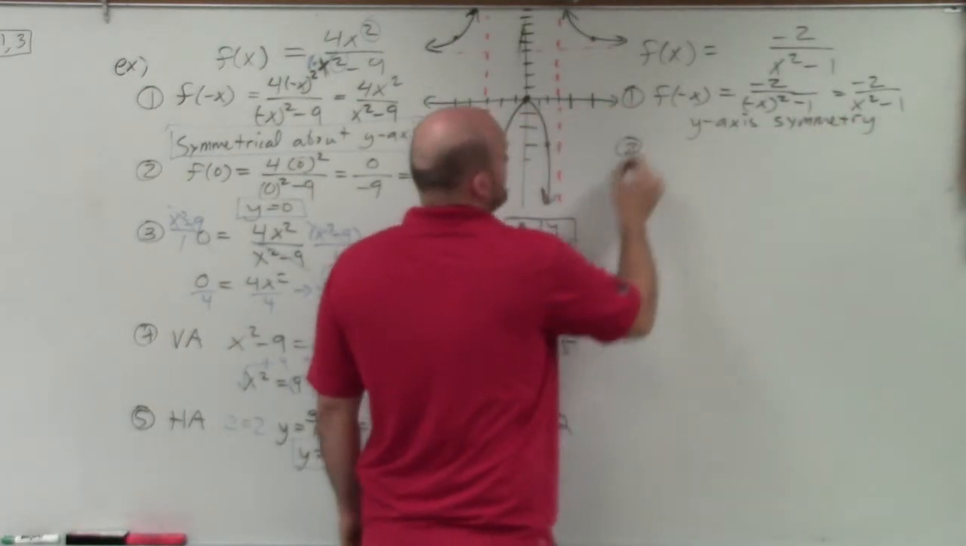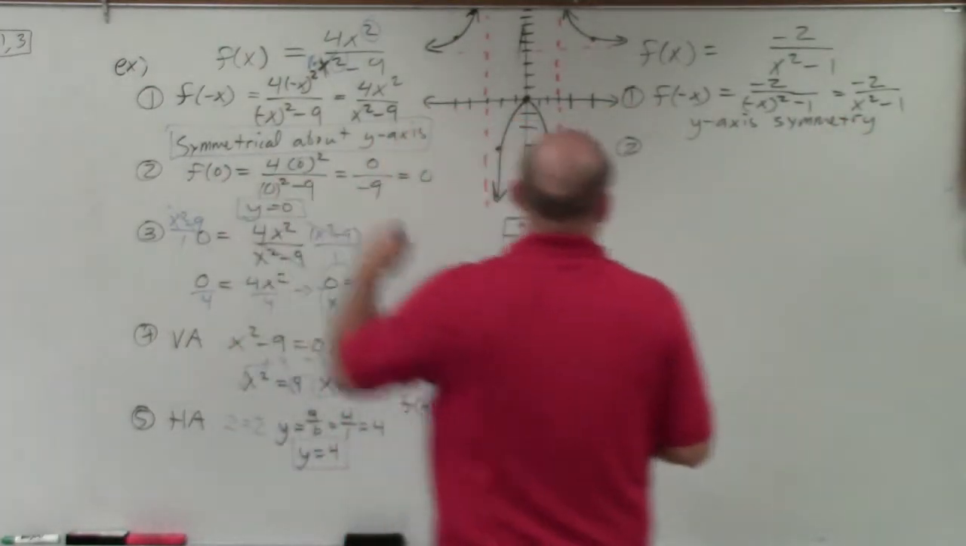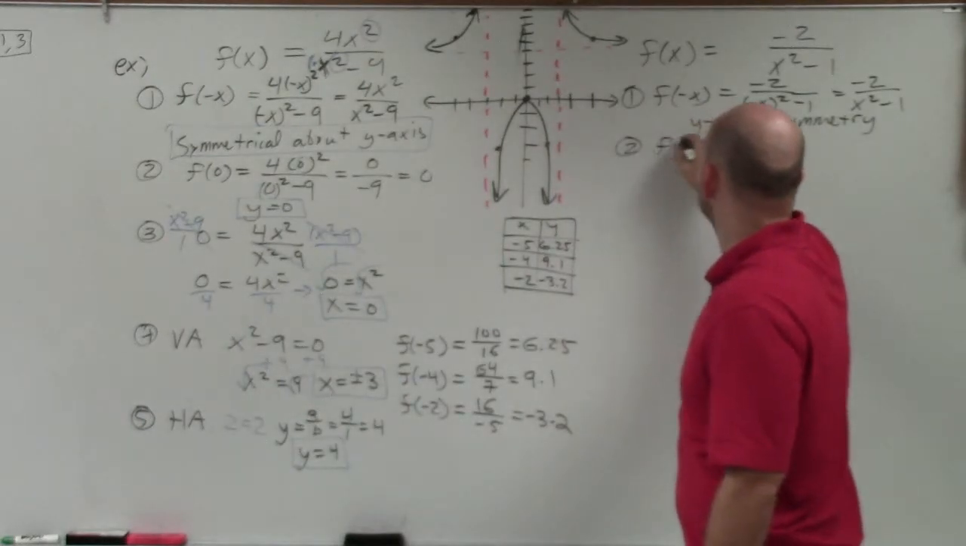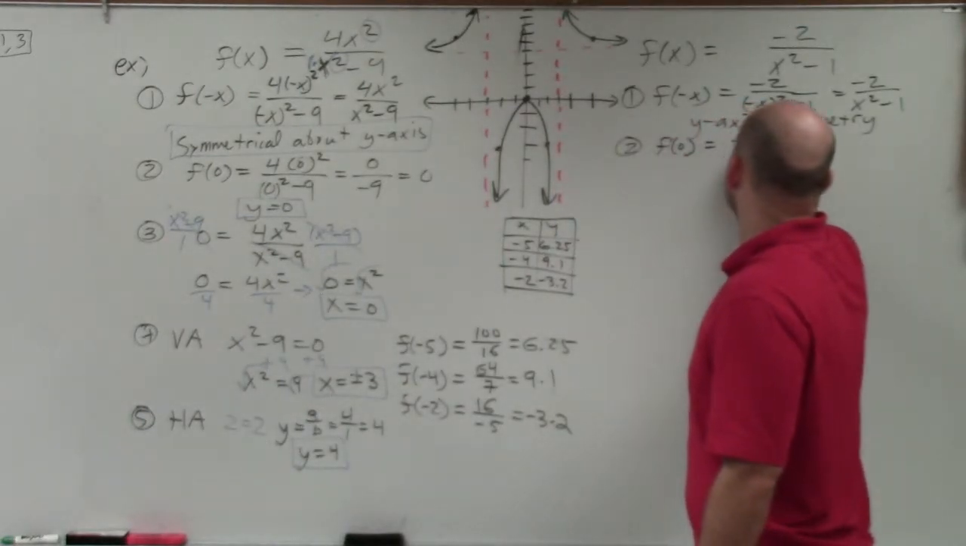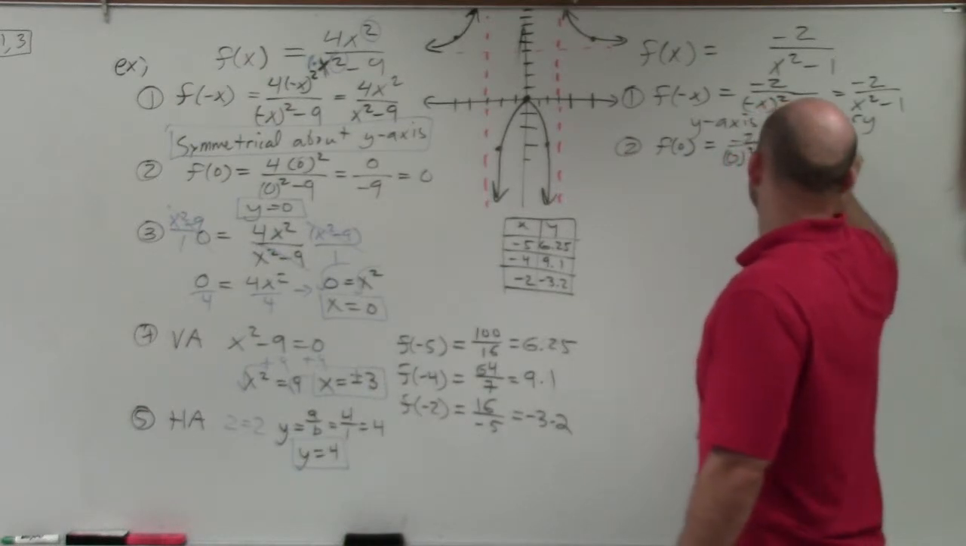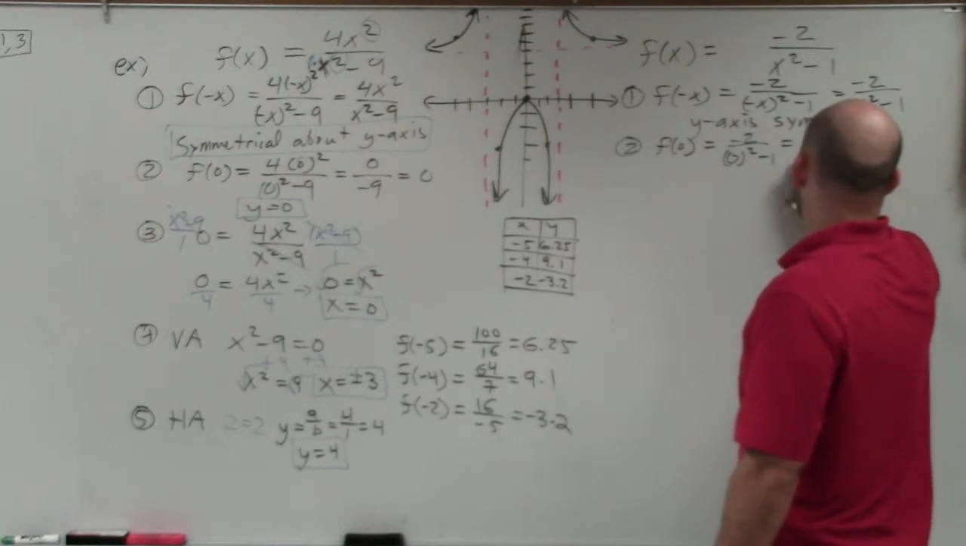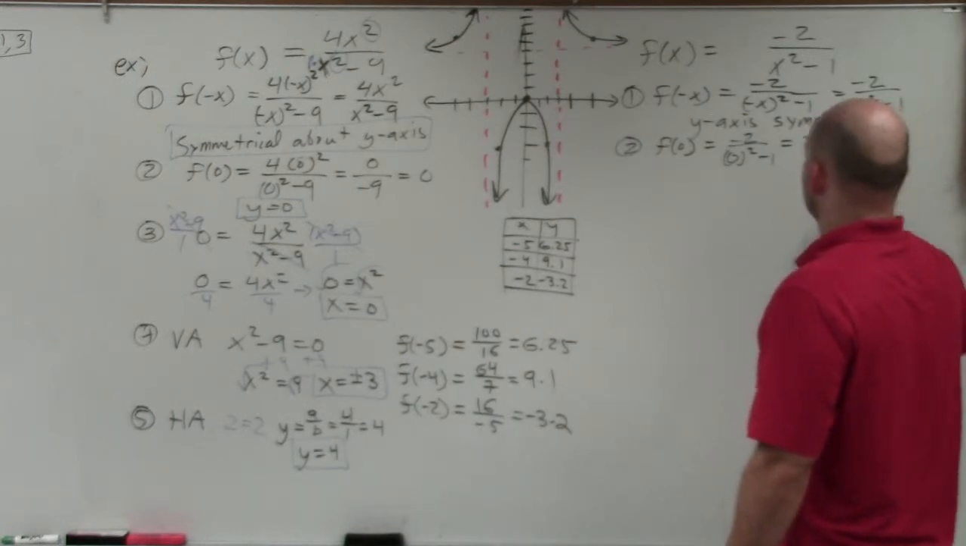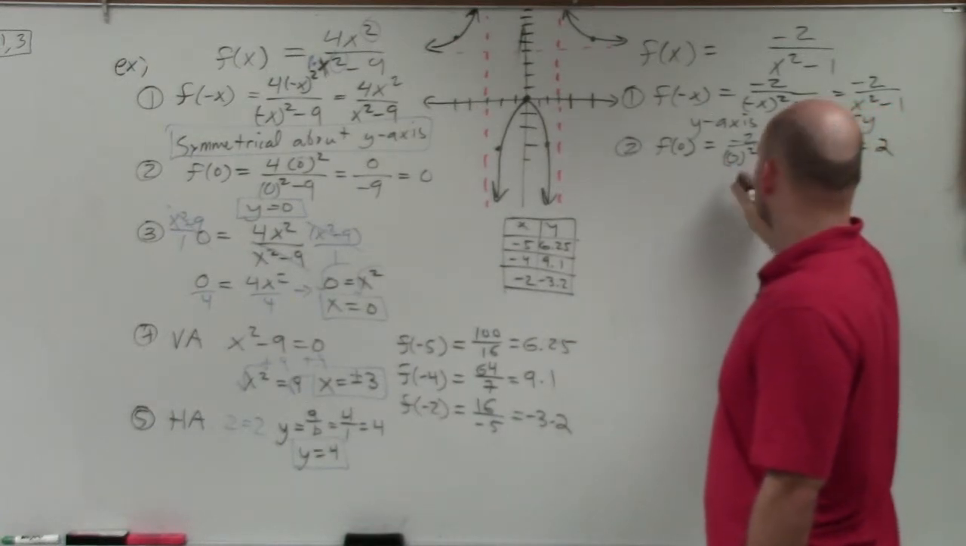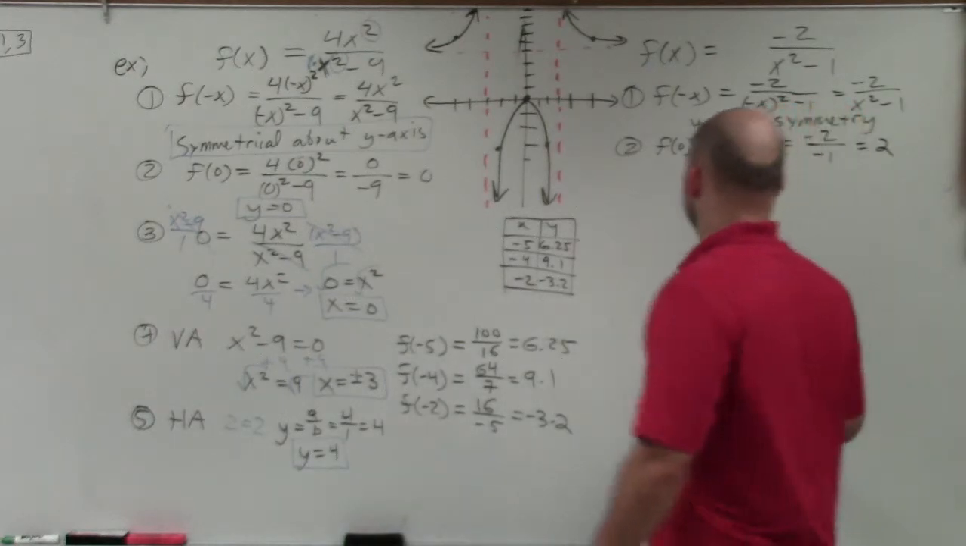Sweet. Number 2, we want to go ahead and find the y-intercept. So I do f of 0 equals -2 divided by 0 squared minus 1. So that becomes -2 divided by 0 minus 1, which is -1, which equals +2. So my y-intercept is y equals 2.